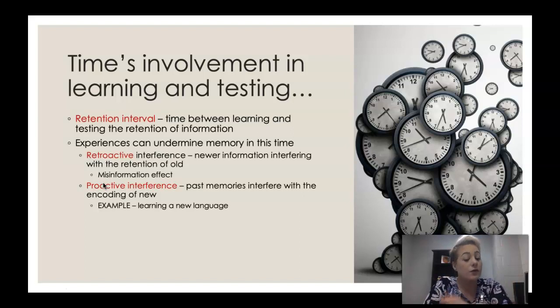Another example is when you learn a new language. The syntax and grammar rules of English are going to be more salient. And so, say you're trying to learn Spanish, where nouns precede adjectives. Well, in English, adjectives precede nouns. So, it might be weird trying to flip them over and we try to use English grammar rules in Spanish. That's an example of our past memories interfering with the encoding of new information.